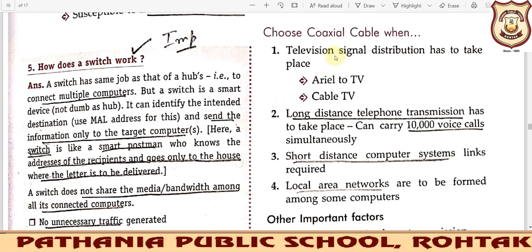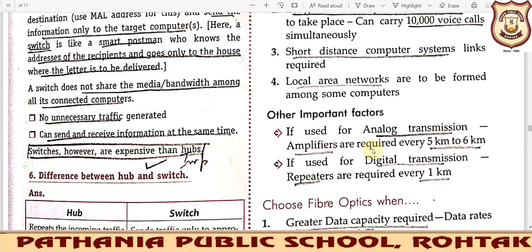So if you choose coaxial cable, then you must keep the following things in mind. Coaxial cable works well when we are working with TV, aerial TV or cable TV. If you have to cover a longer distance and you need to support 10,000 voice calls or so, then you may go with coaxial cables. Okay, so if you are working with short distance computer systems, then you can go with coaxial cable, and if you are dealing with LAN networks, local area networks, then you can go with coaxial cables. Okay, what else you need to take care of?